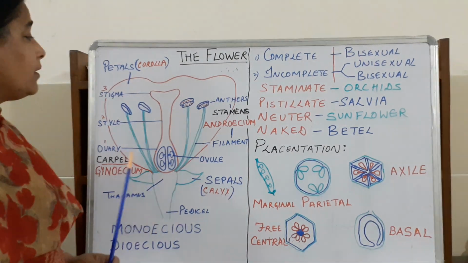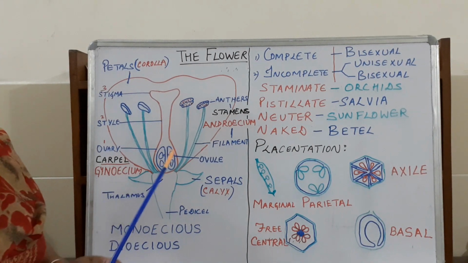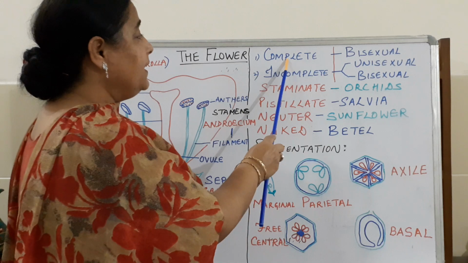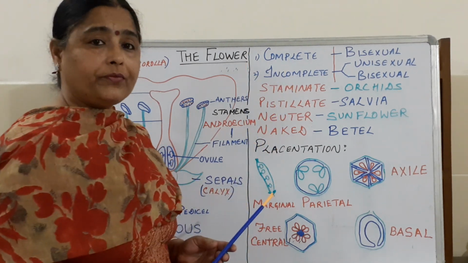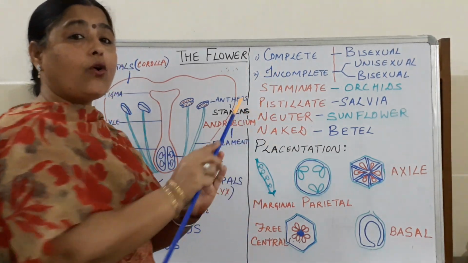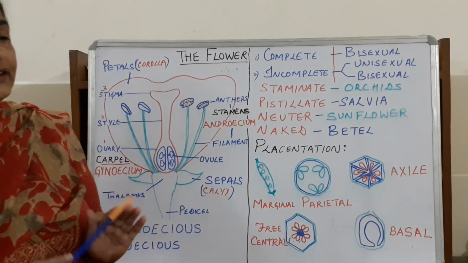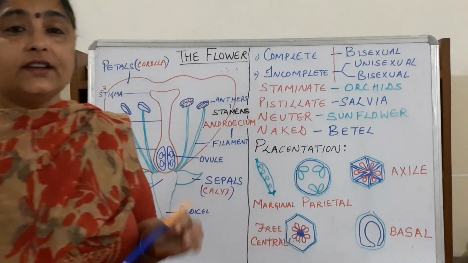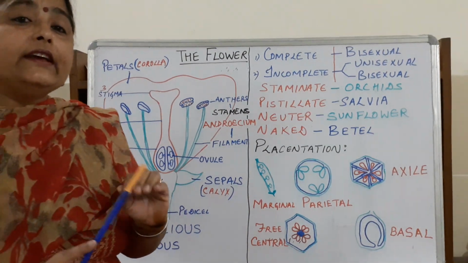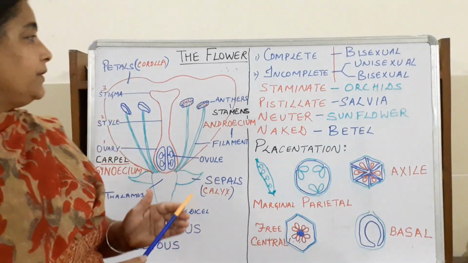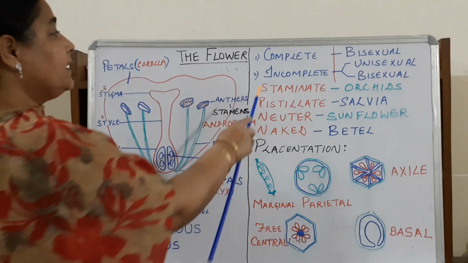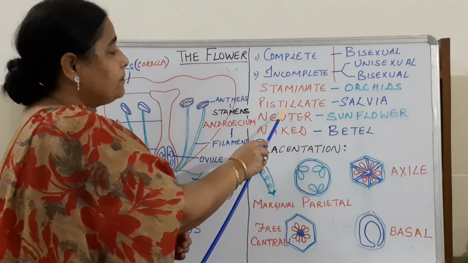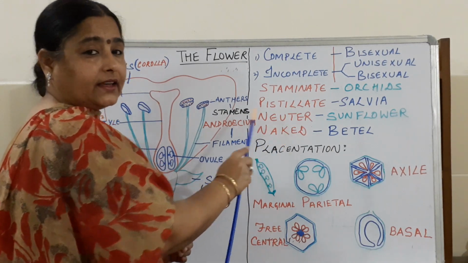Now, depending upon the four whorls present in a flower, the flower is a complete or an incomplete flower. A complete flower is one which has all the four whorls present in it. An incomplete flower is one where one of the whorls is missing. Depending upon which whorl is missing, the incomplete flowers are further categorized into four: staminate, pistillate, neuter, and naked.